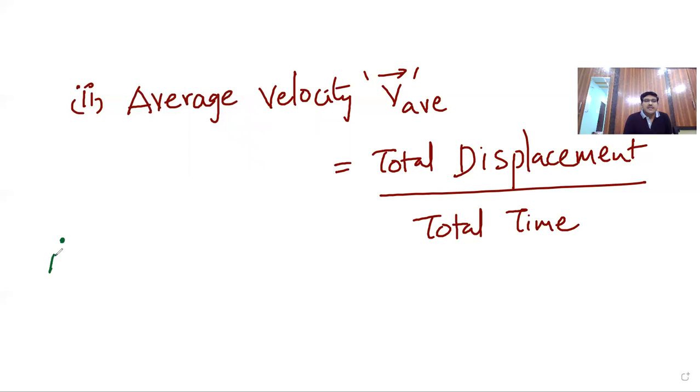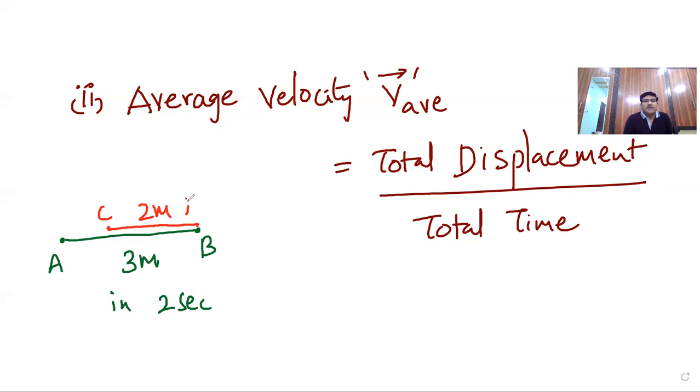Now, what was it? The man was starting at A, walking towards B, 3 meters first, in 2 seconds. And again back from here up to the C point, 2 meters in 3 seconds. Clear? Now, which is the initial point and which is the final point?